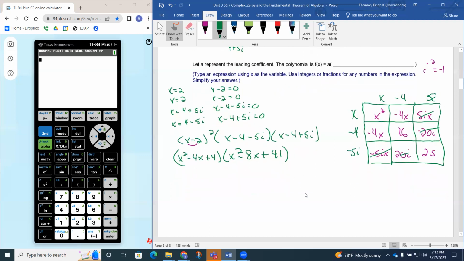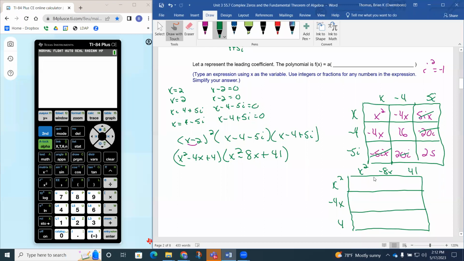So what I end up with is another trinomial times another trinomial. So I'm going to draw my box again. I'm going to put the x squared, the negative 4x, and the 4 along this edge, and the x squared, the negative 8x, and the 41 along this edge. So again, I have a 3 by 3, in other words, 9 calculations to determine.